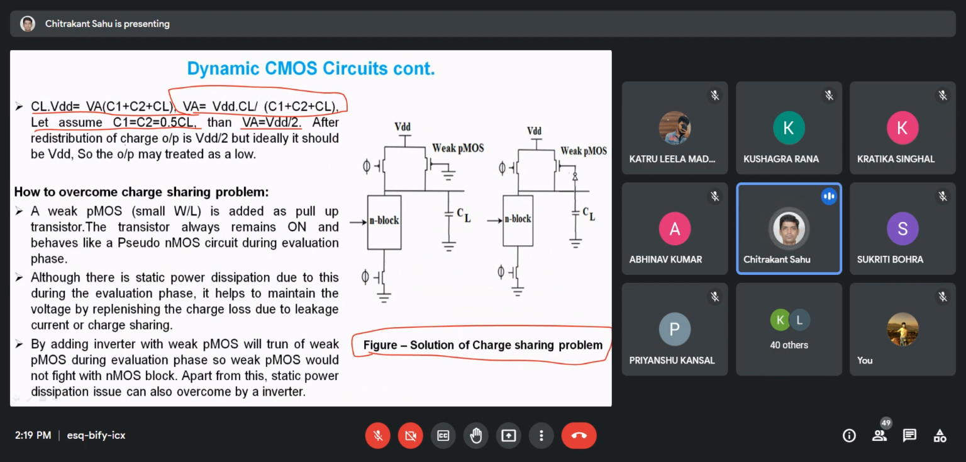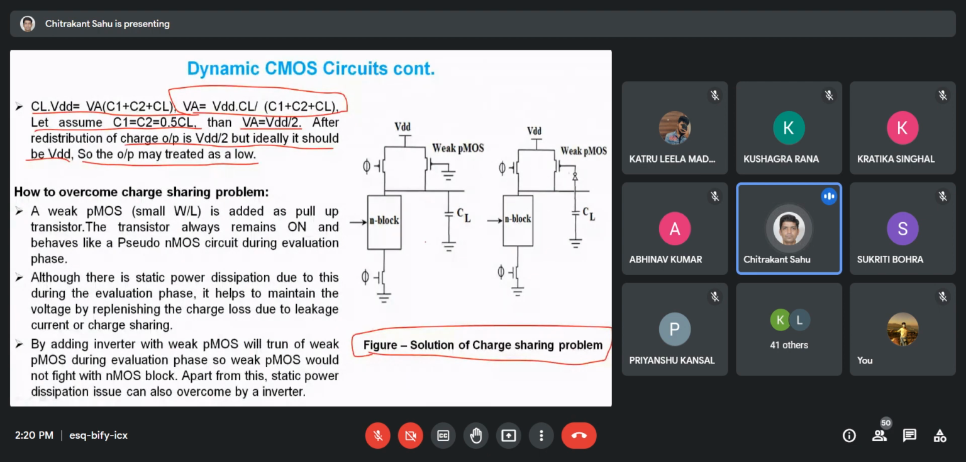After redistribution of the charge, the output is VDD by 2, but ideally it should be VDD. Yes or no? Yes. So the output may be treated as low. It cannot always be treated as logic 1. VDD is treated as logic 1, so VDD by 2, I'm not sure; it depends on what the noise margin level is. If the output is VDD by 2, that is a problem, so we want to correct it.